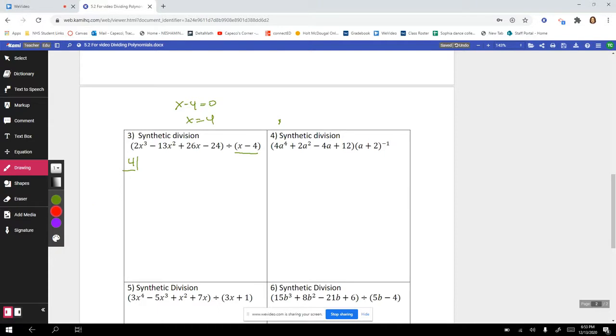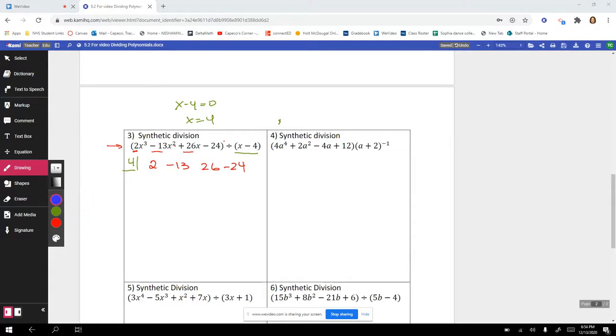Now this will work with a number of different polynomials, and I just have to be careful with my powers. So this is to the third, to the second, first, and 0. So I am going down, which is what I want. I'm just looking at the coefficients. So this gives me a 2, this gives me negative 13, this gives me 26, I'm sorry, and then I have negative 24 that's last.